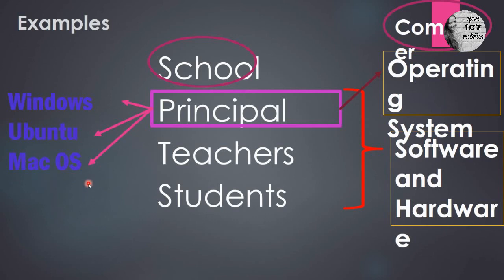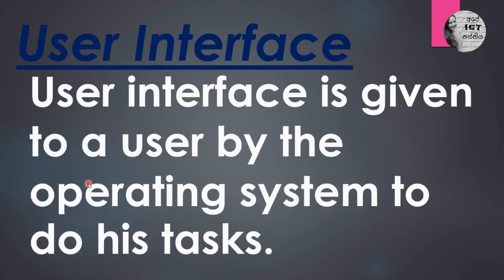So I think you understood this example. As a school has a head principal, in a computer the head is the operating system. Principal manages teachers and students, as the operating system manages and controls other software and hardware in the computer. Right? Got it? Okay.